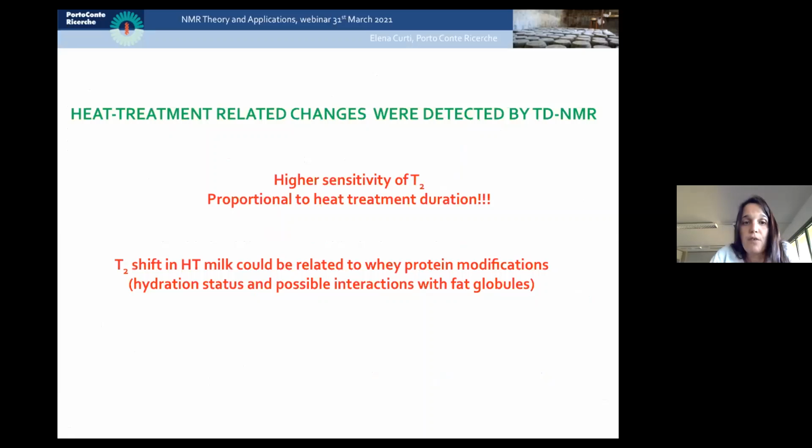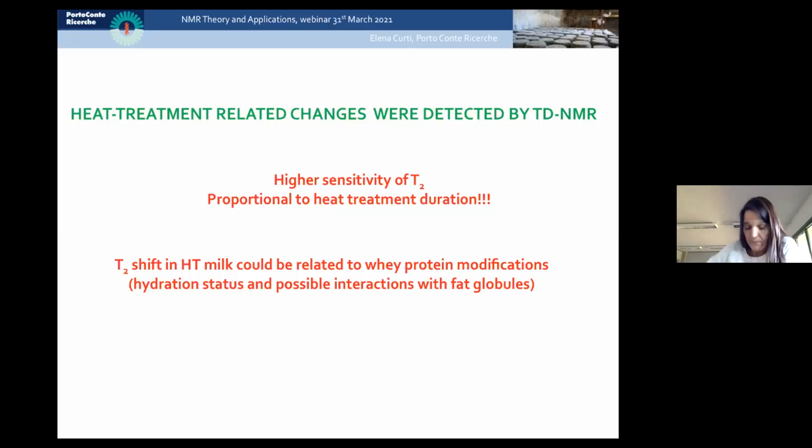So from this data, we could surely say that the NMR was able to spot the changes in the molecular dynamics of milk when it is heat treated. And the changes of T2 were also related to the heat treatment durations.